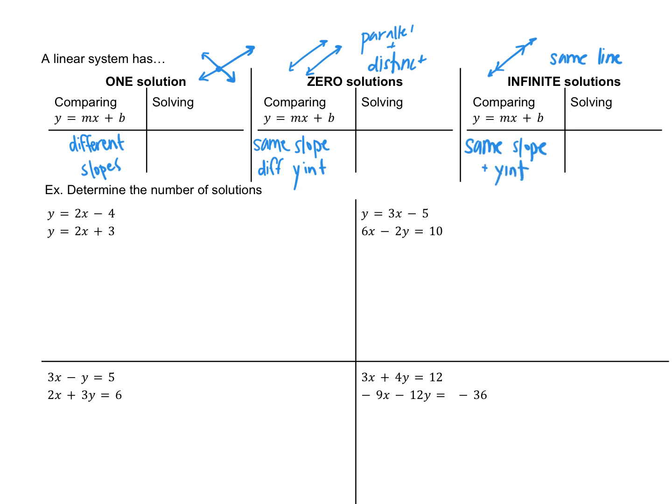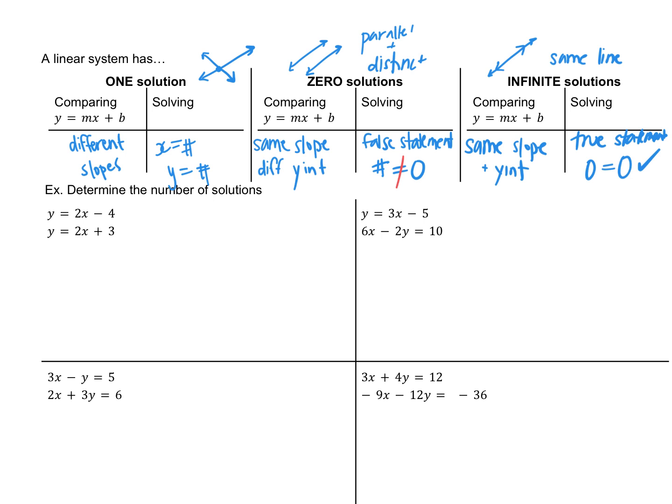Now, if you were doing the algebraic approach, you'll have one solution if you actually get a value for x and y. You get x equals a number, y equals a number. You'll have 0 solutions if you have a false statement. So your variables disappear, but you get something like a number equals 0 and not 0. So like 5 equals 0 or whatever it might be. Whereas it's an infinite number of solutions if you have a true statement. So like 0 equals 0, that is true.